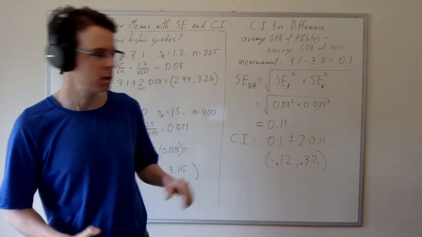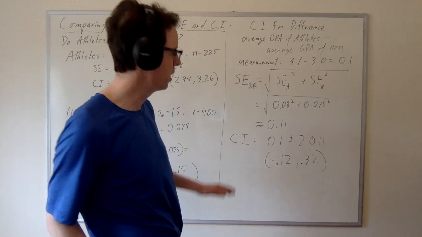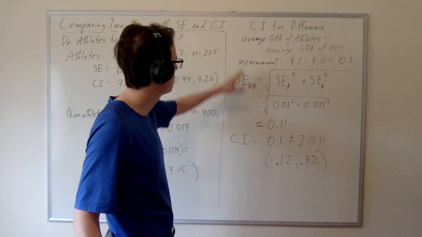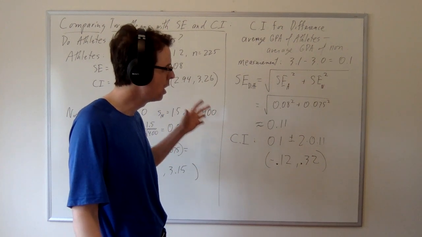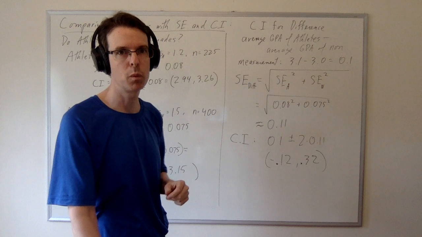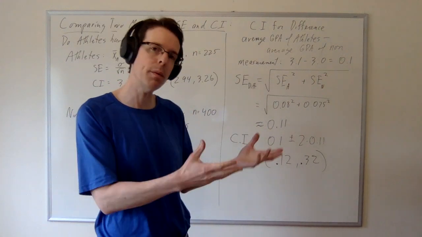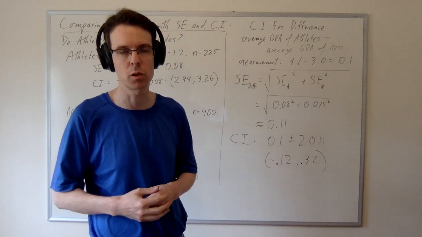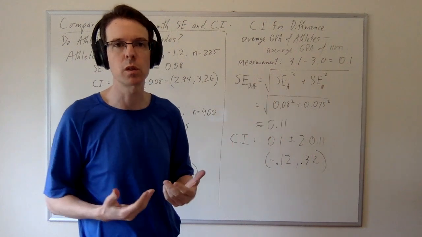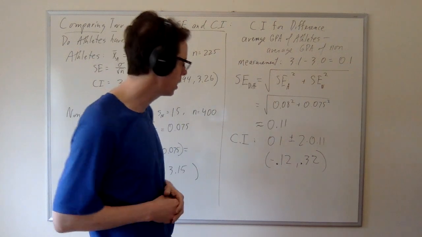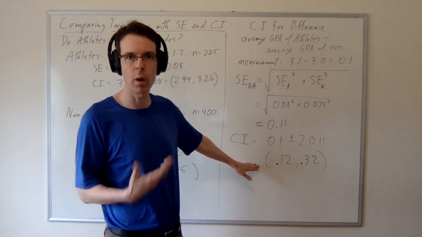So what on earth does it mean? Understanding what that means is the key thing here. This is not the confidence interval for the athletes. It's not the confidence interval for the non-athletes. It's the confidence interval for our prediction of the difference between them. What we're really saying here is out there in the school generally, the athletes have a certain GPA, the non-athletes have a certain GPA, and there is some difference between the true GPAs of the athletes and the non-athletes. And this is our prediction for where that will lie.